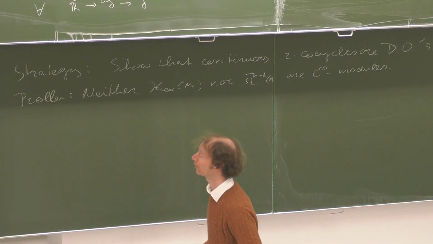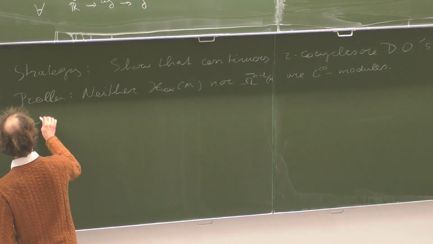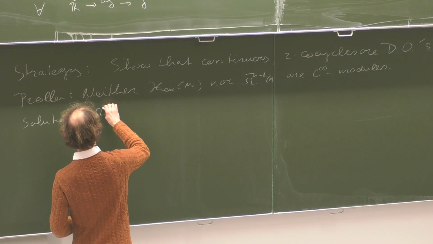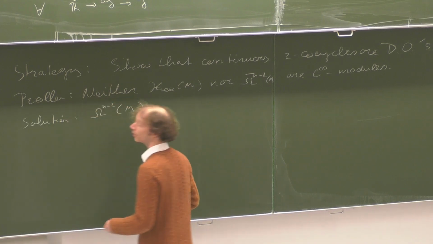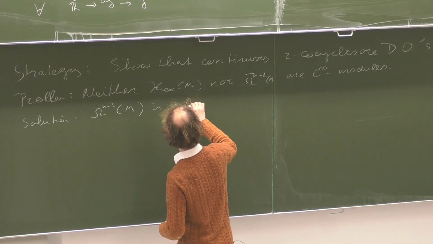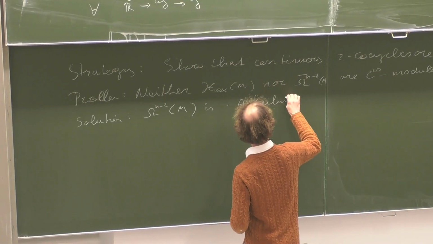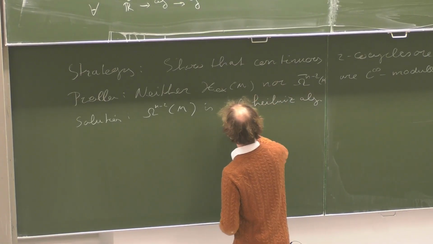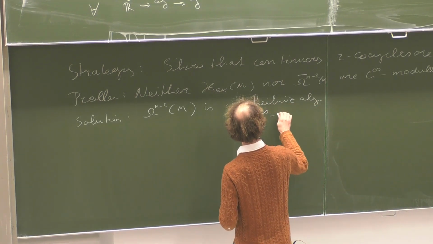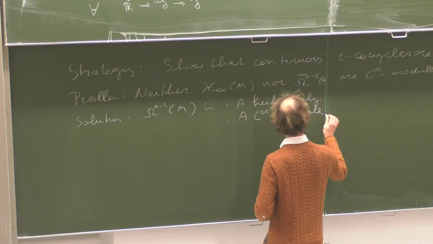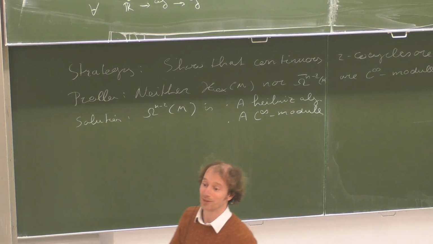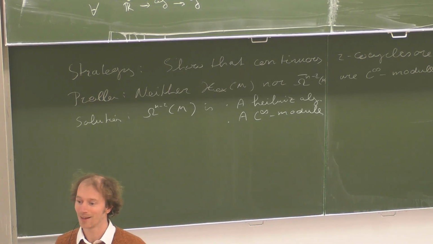So the solution is kind of already on the blackboard. You look at the Leibniz algebra, right? All potentials. This is a Leibniz algebra and also a C-infinity module. And because it's a C-infinity module, it makes sense to ask whether or not something is a differential operator. So this is the trick.